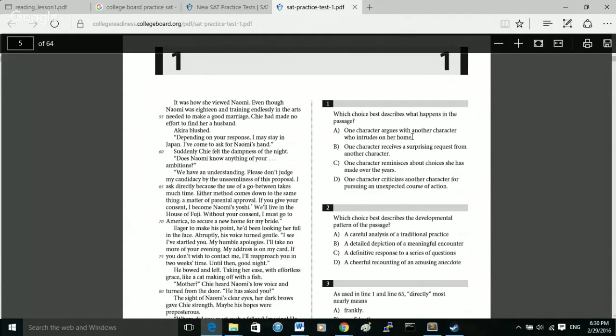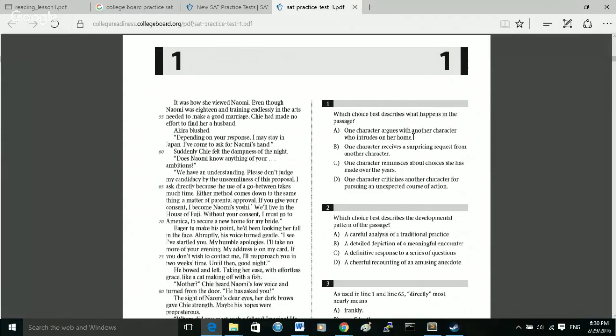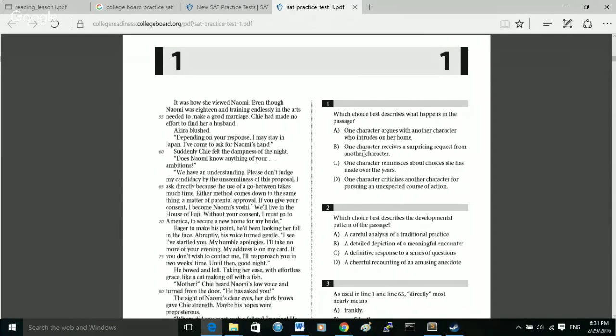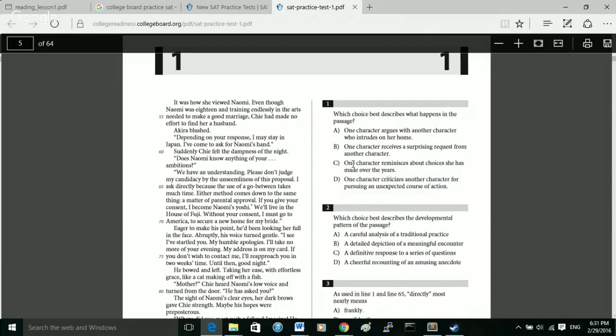Akira had been really polite, so he wasn't intruding on their home. So you can cross out this, and therefore some wrong is all wrong. So we don't even bother about the rest. Answer choice A is incorrect. Answer choice B. One character receives a surprising request from another character. Yes, she receives a very surprising request from Akira. So answer choice B is most likely correct, but we'll continue.